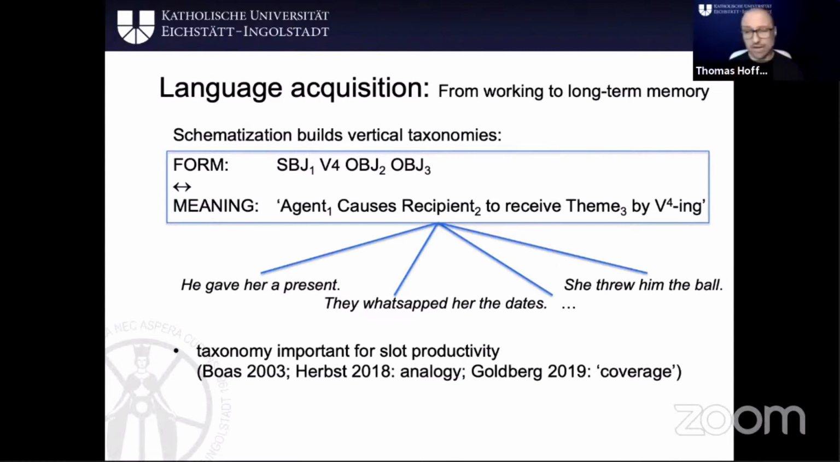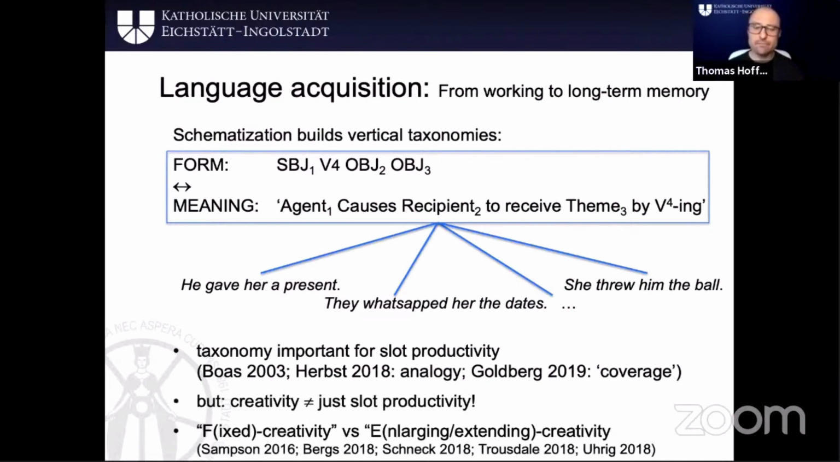Think of the progressive construction, which wasn't part of the English language until the early modern English period, or the going-to future construction, which also emerged in this period. So sometimes speakers, by one way or another, will be creative and they will extend the existing possibilities. And that's something that I will return to, e-creativity, as Sampson called it. So creativity isn't just slot productivity, but there is fixed creativity, that's Leech's making original use of established possibilities, against enlarging or extending creativity, as Sampson calls this, where you add something new that wasn't in the system.